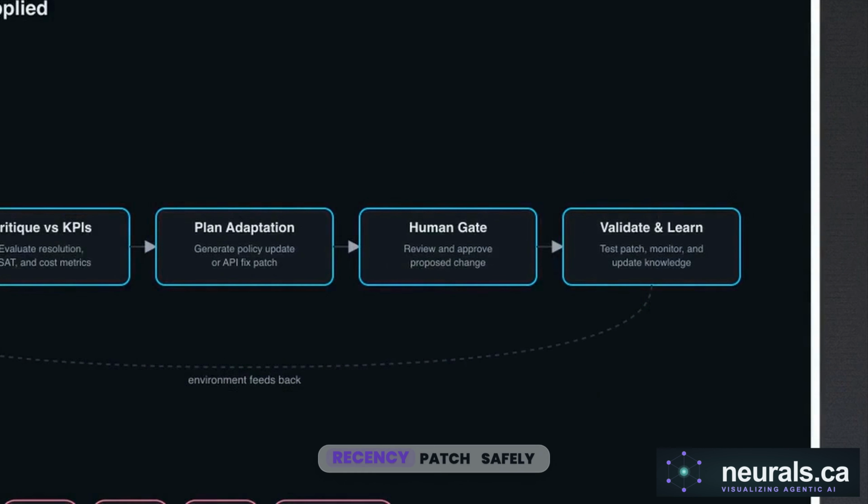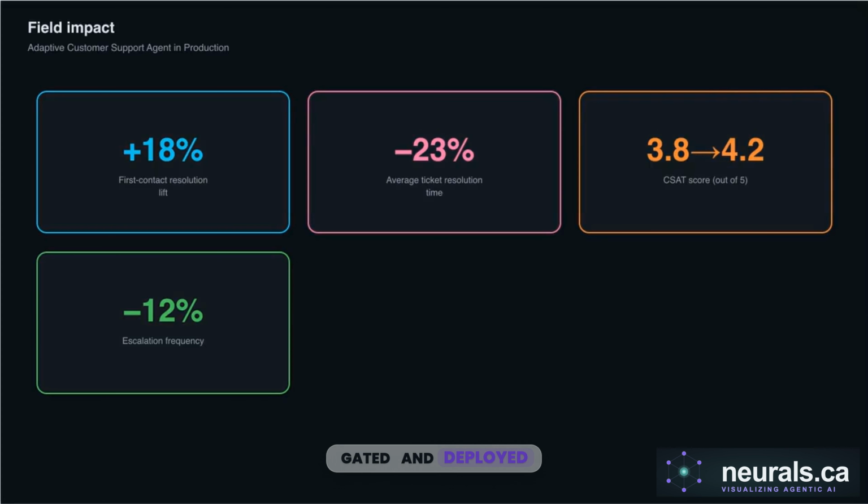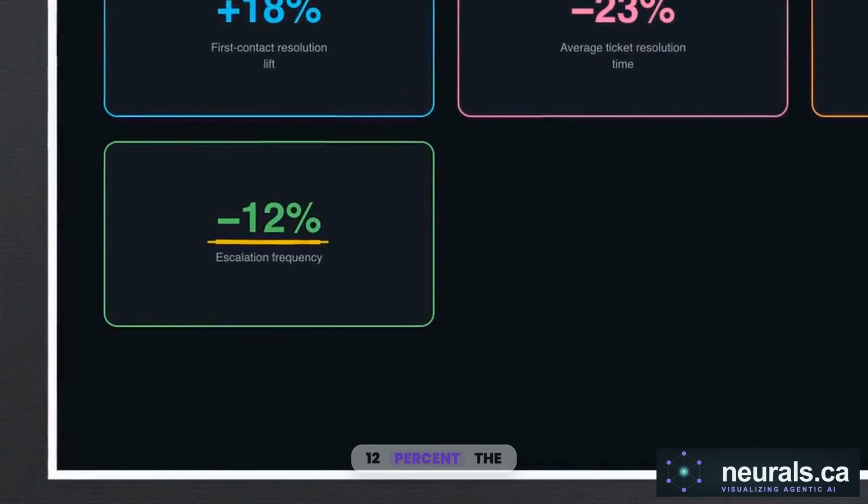With the recency patch safely gated and deployed, the outcome is clear. First contact resolution lifted by 18%, and average customer satisfaction scores climbed from 3.8 to 4.2. More importantly, escalation frequencies dropped by 12%. The operational lift directly correlates to eliminating the staggering cost of those $4,000 manual interventions.